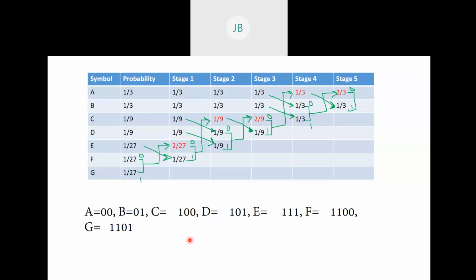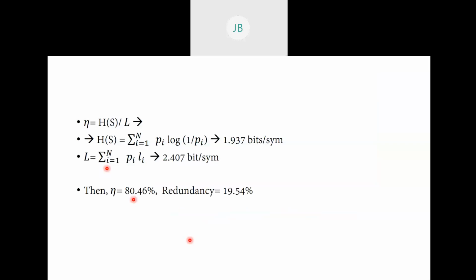So continuing further, this is how we have assigned the code words. Next, we need to find out the efficiency. Efficiency is the entropy divided by average code word length. Entropy is the sum of probability times log of 1 by probability for all n symbols. If you sum up, you should be getting around 1.937 bits per symbol.